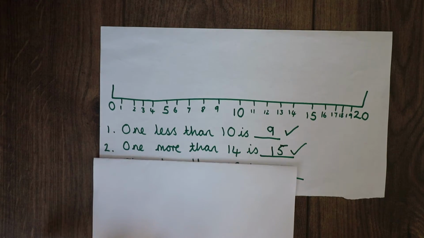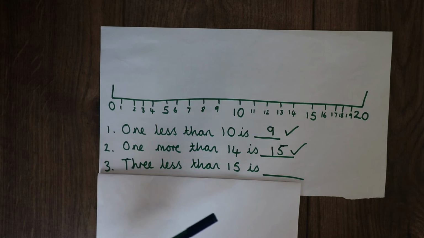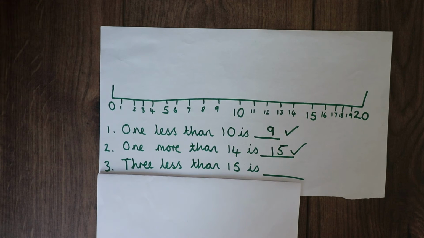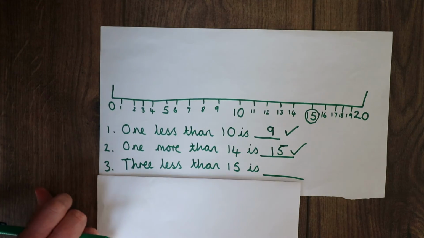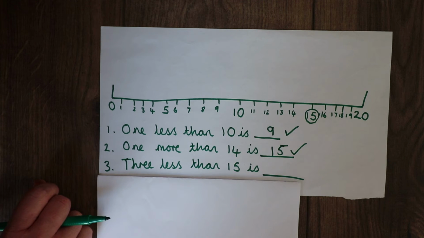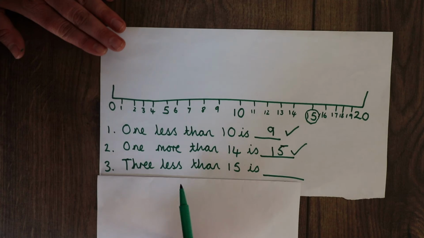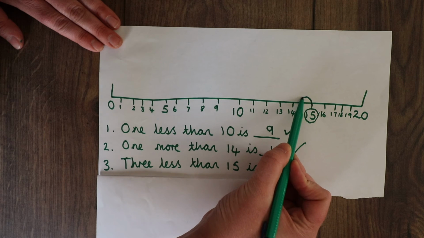Okay, last one. Ooh, tricky one. 3 less than 15. So what number have I got to find? I've got to find the number 15. And I've got 3 less. Am I going to count forwards or backwards? I'm going to count backwards because it's less than. So 3 less. How many jumps have I got to do? 3. Ready? We're going to count backwards.